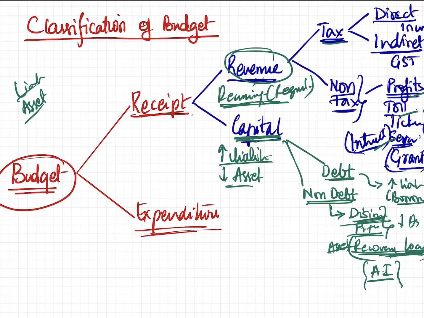I hope this is clear. This is how we classify the receipt part of the budget. So receipt: revenue receipt and capital receipt. Revenue: tax and non-tax. Tax: you have direct tax and indirect tax. Capital: debt creating and non-debt creating capital receipt.